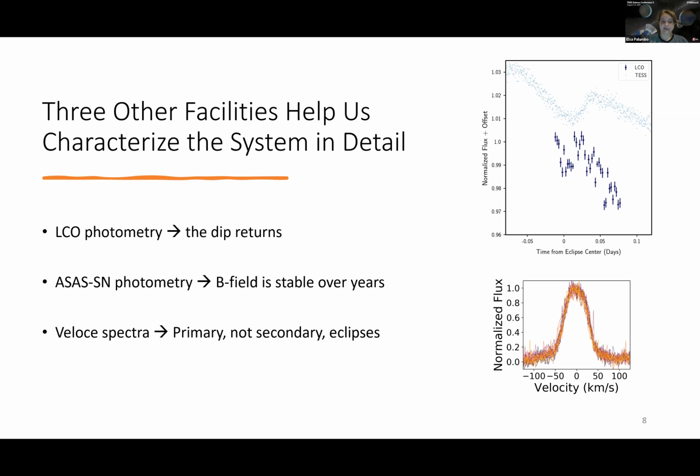Finally, we have spectral data from the Veloce Rosso spectrograph, and that shows that the H alpha line is actually stable in shape over phase. And this is important because we would not expect this if, say, the dips were being caused by secondary eclipses of slingshot prominences that are emitting in the hydrogen lines, because in that case, we would expect shape changes due to the Rossiter-McLaughlin effect.